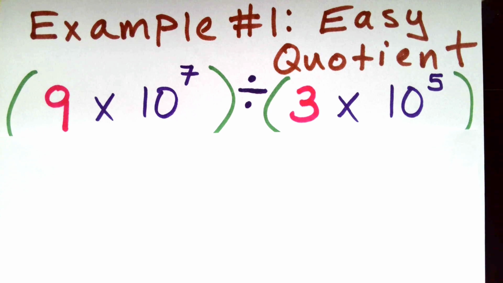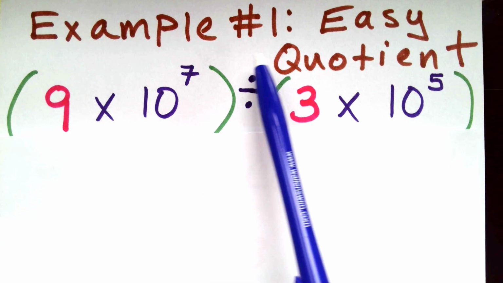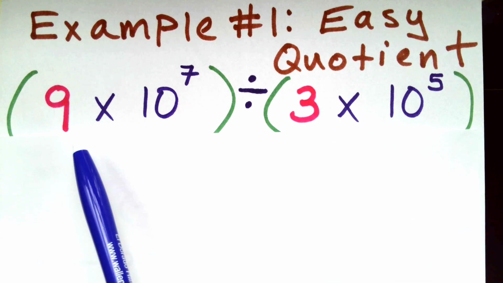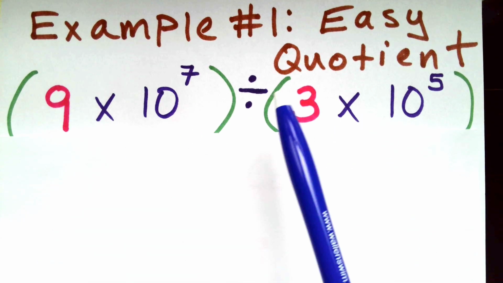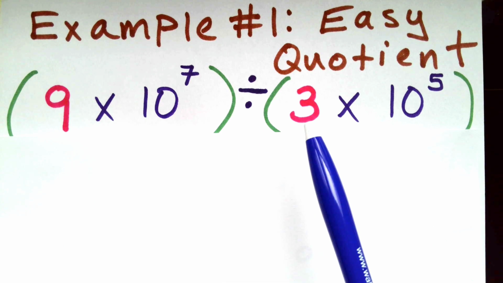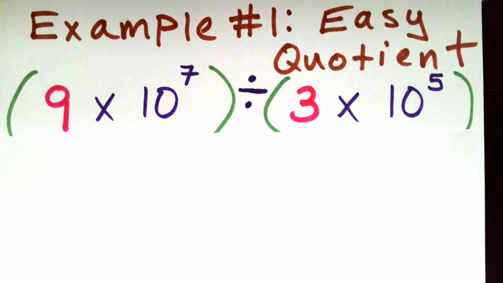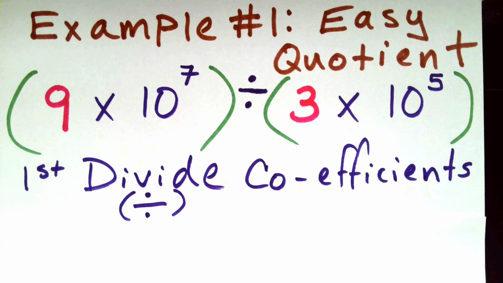All right, let's get into this first example problem. Example 1, an easy quotient. Let's start off easy. Coefficient 9 times 10 to the 7th power divided by coefficient 3 times 10 to the 5th power. What's the first step in finding the quotient? So first step, divide the coefficients.